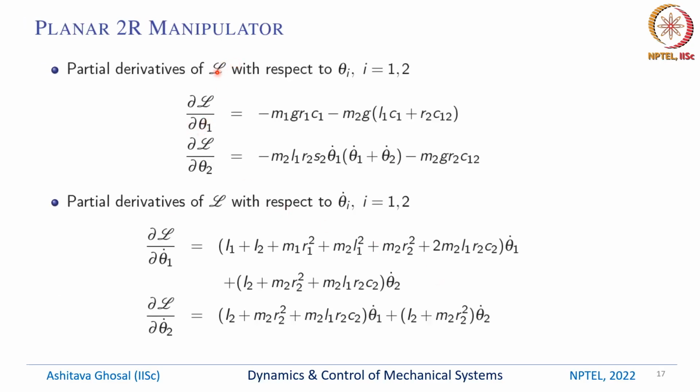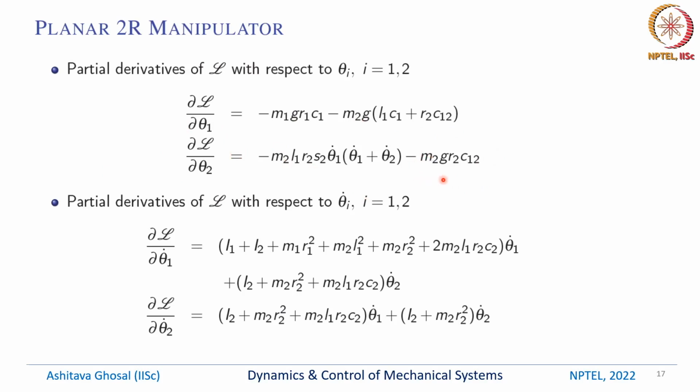So the partial derivatives of this Lagrangian with respect to θ1 can be very easily obtained. You take the partial derivatives and you will get one term which is minus m1 g r1 c1 minus m2 g (L1 c1 plus r2 c12). The partial derivative with respect to θ2 will be a little bit more complicated.